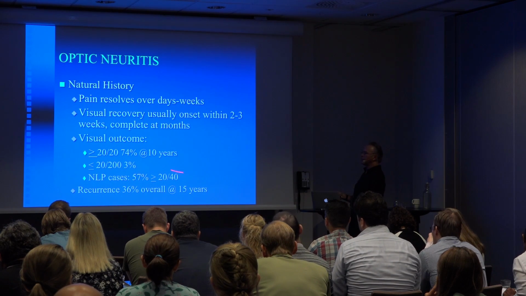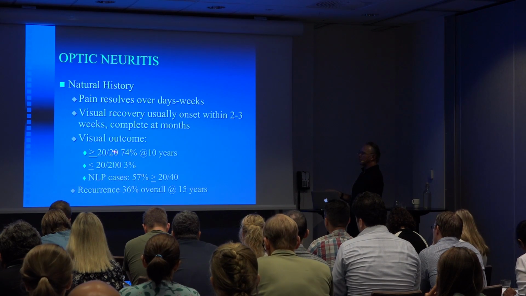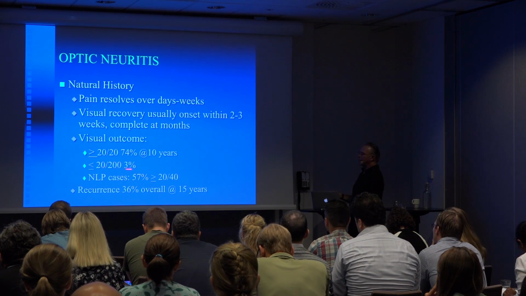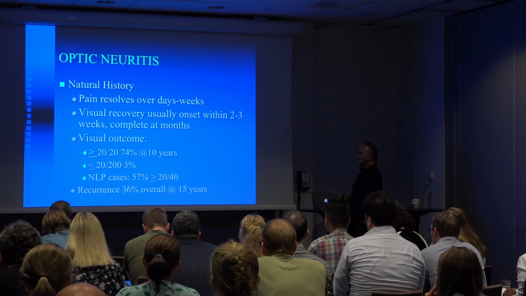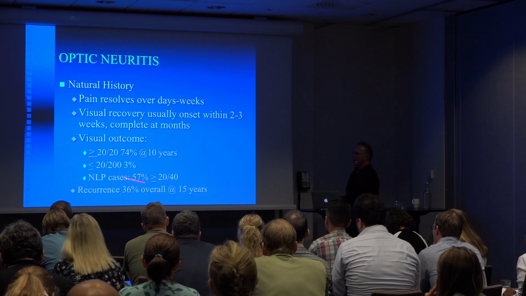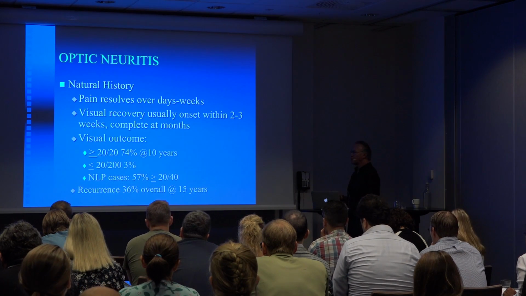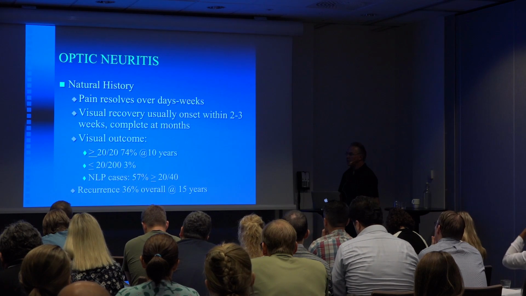So in the Optic Neuritis Treatment Trial at 10 years, over about 75% were at least 20/20 vision, bad vision in only 3%. And even the cases that showed up with no light perception at the start, over half of those were better than 20/40 at the end. So the general prognosis for this is good.